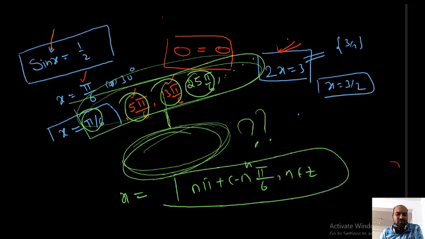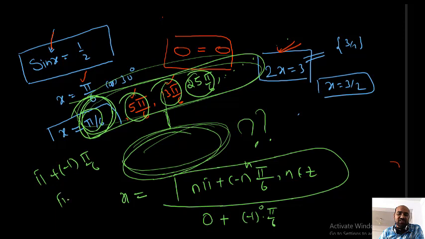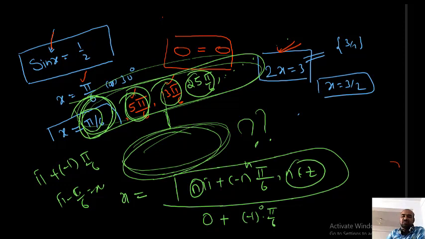Take n equal to 0, for example. This is 0 plus minus 1 power 0 into pi by 6, which is pi by 6 only. This solution we will get. Take n equal to 1, what happened? Pi plus minus 1 power 1, which means minus 1 only. So pi minus pi by 6 is 5 pi by 6. This is a solution. Like that, you take any integer instead of n. The important thing is n is an integer. Take any integer, and we will get all the solutions. So all these solutions are written in a single formula. The single formula is n pi plus minus 1 power n into pi by 6, where n belongs to z.